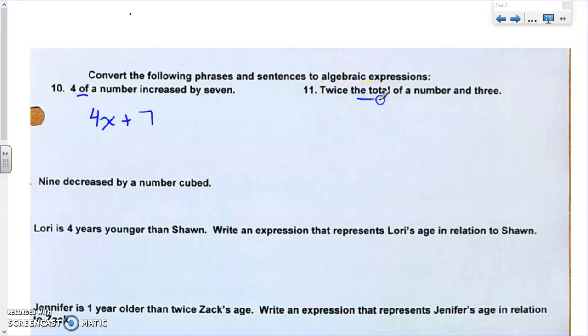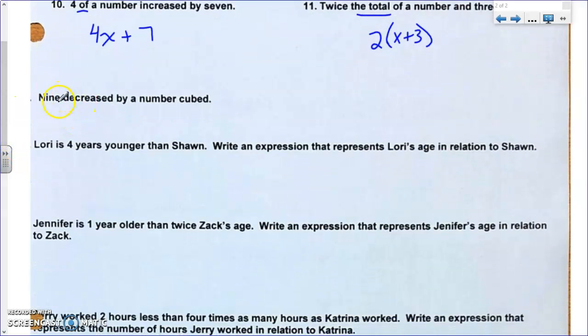Twice the total of a number in 3. So I need to do the total of a number in 3 and then multiply it times 2. So in those cases, you have to put parentheses to make the addition go first. All right, 9 decreased by. So here, 9 is getting smaller by something. So what's it being decreased by? A number cubed. So that's going to be x cubed.